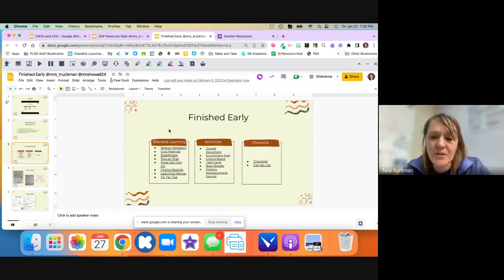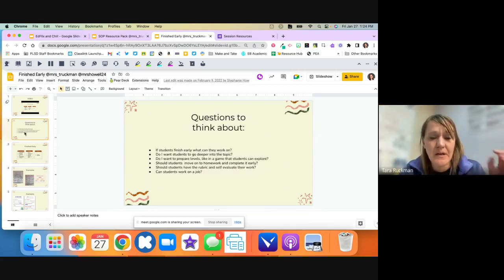I think that question piece is huge, right? Each one of these resources has questions to think about, because of knowing the goal of what you want to happen during that time. If I know that I want them to go deeper into a topic, then when I go to my next slide, I can look at some of those resources that might be available for going deeper into a topic. If I know it's really about behavior management, that might make it a little bit different. So reflecting on those questions, what is the goal of that time, can help you choose the resources.